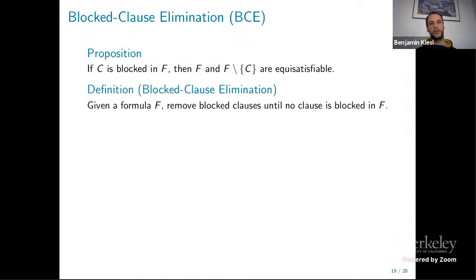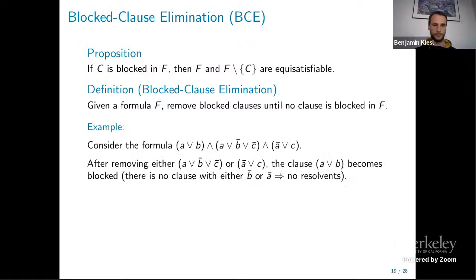And now in preprocessing, when you do blocked clause elimination, you just start with a formula F and you remove blocked clauses until no clause is blocked in F, which is not 100% true, because sometimes you might not want to run blocked clause elimination until a fixed point, but just until some time limit or something. But you can run it until fixed point, and that's how I define it here. And here's an example. This formula A or B and so on.